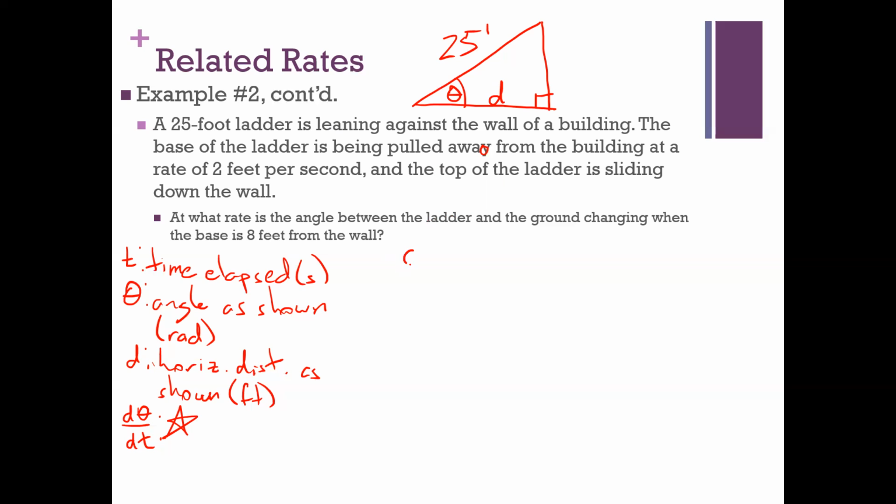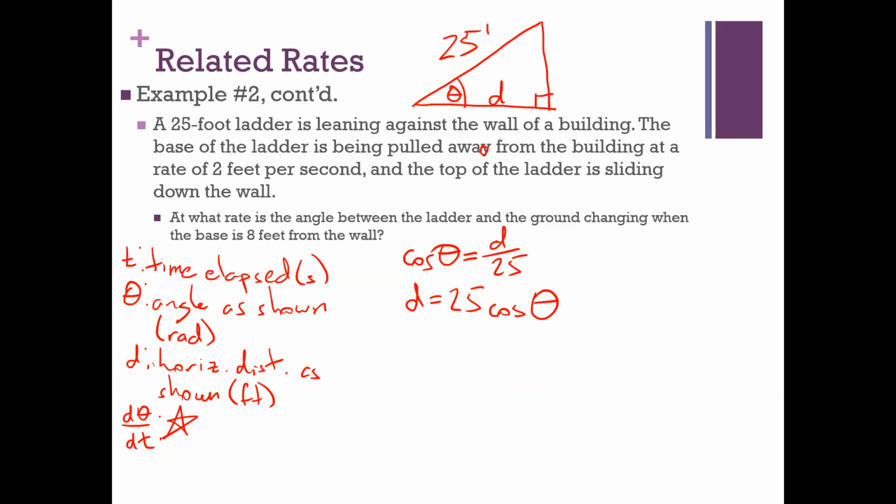Cosine theta equals what? D over 25, right? And just to get away from fractions, I'm going to rewrite it like this: D equals 25 cosine theta. All right, so I have an equation.